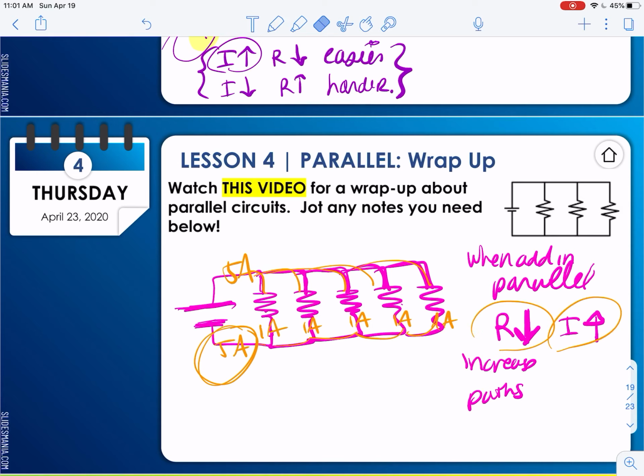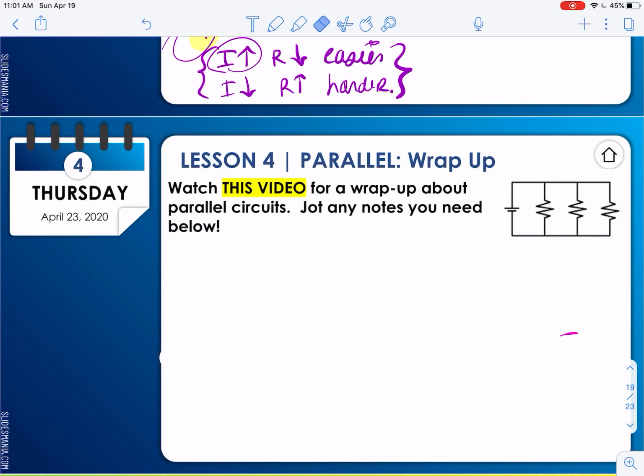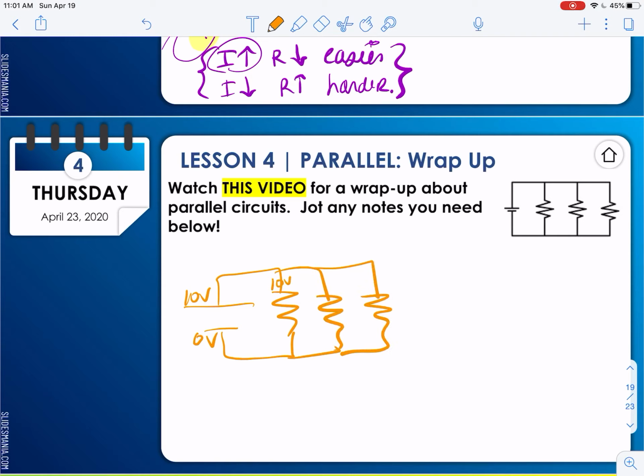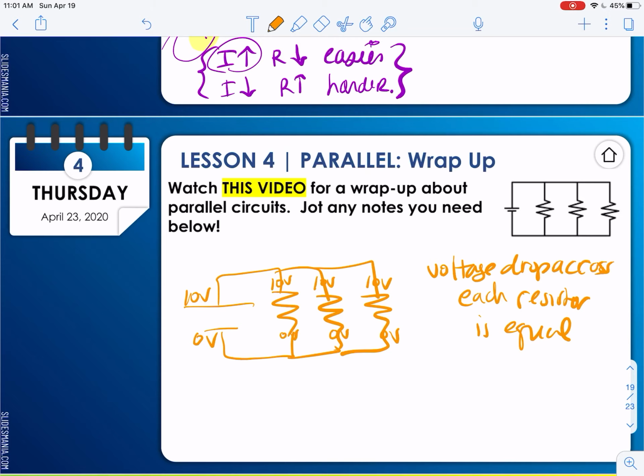All right, so the other thing was the voltage. And this one's not quite as intuitive. We'll have to kind of make it up. This one is the one that has like the miracle mother, right? So say mom has only $10 to give. Like a miracle, everybody's going to get $10. Magic. So the voltage drop across each resistor is equal.